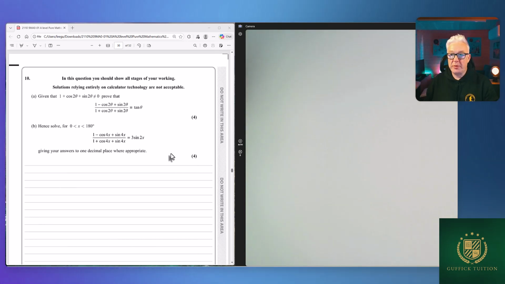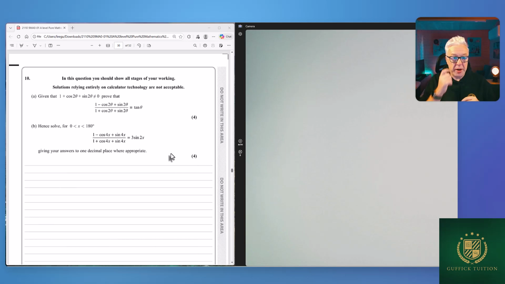Hello everyone, we've got a trigonometry question here, and this is one of those nice trigonometry questions where we've got a prove that for part A and then solve for part B. And very often we need to find the link between part A and part B. It's worth 8 marks, so quite a nice question.